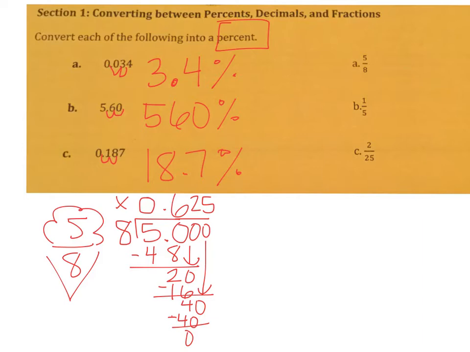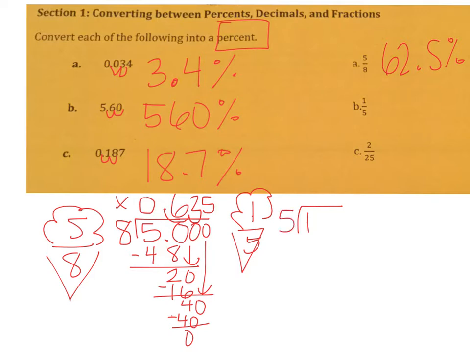So it's a decimal. So kind of like the last problems we were doing, we're going to take that decimal and move it 2 times to the right. So I have 62.5%. Alright, so now we have 1/5. So we're going to do the same thing. So 1 goes in because it's the ice cream and it's our numerator, and 5 goes out because it's the cone and it's also our denominator.